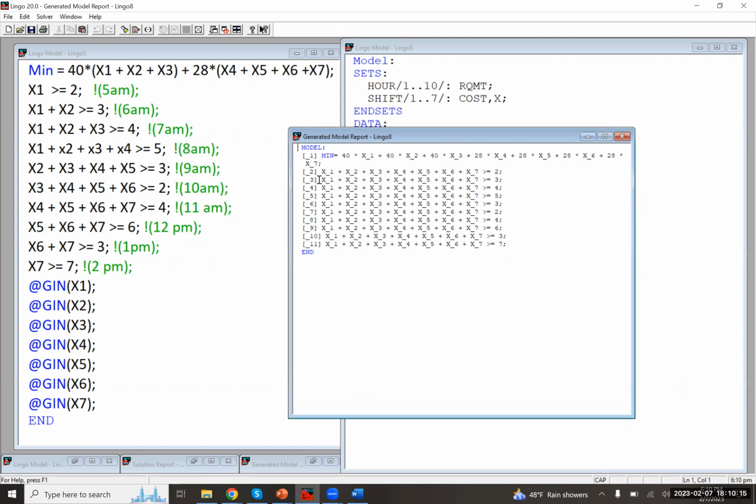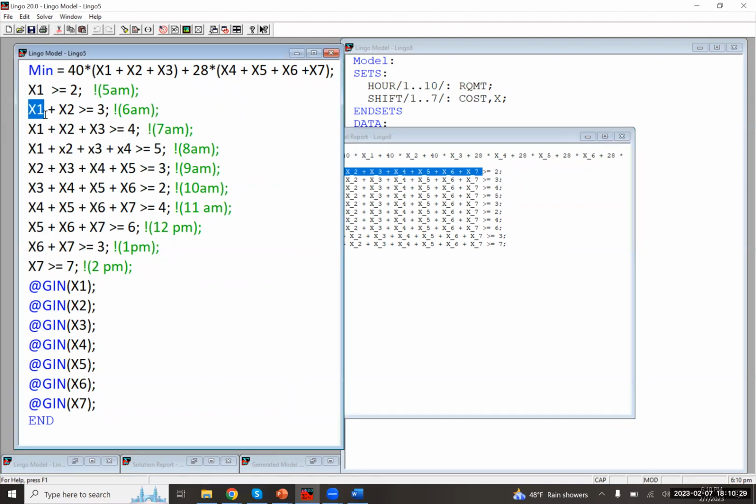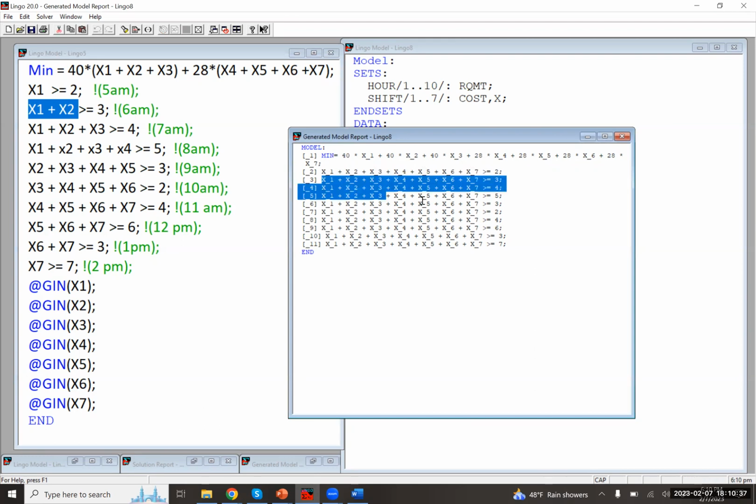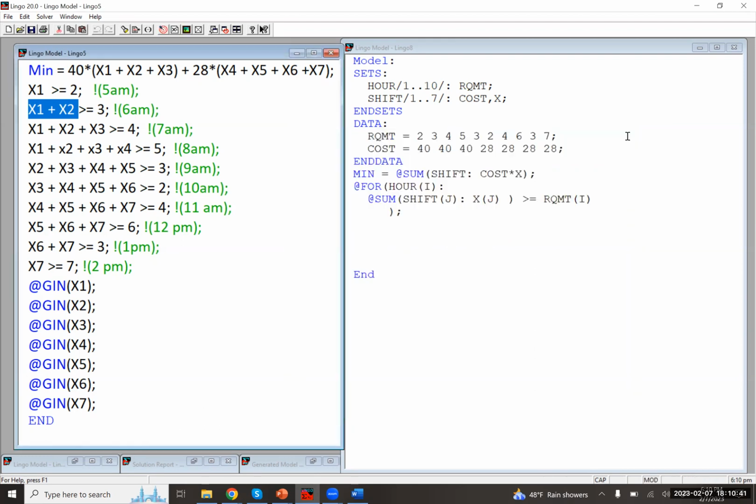So make sure the first constraint, the left-hand side, only includes X1 instead of X1 through X7, right? And even the second constraint, we're going to make sure that only X1 and X2 will be included in the left-hand side of the constraint, right? Not like that, okay? So let's work on that right now.